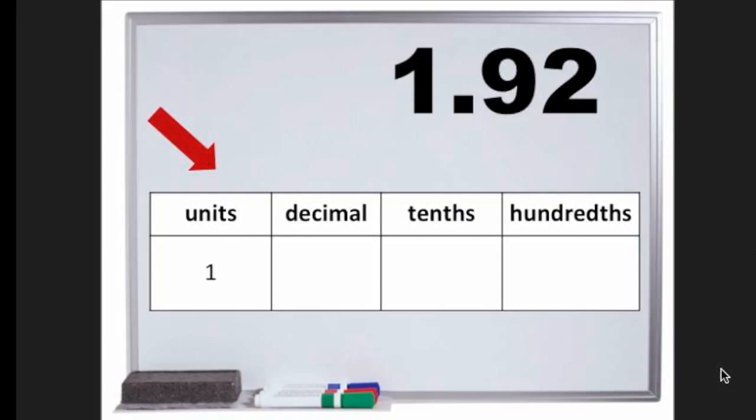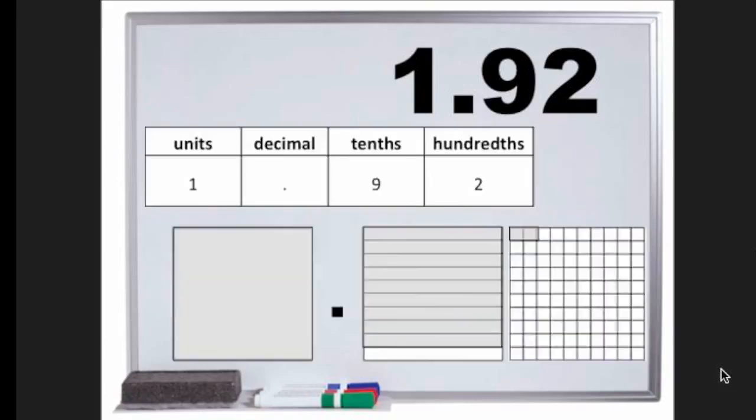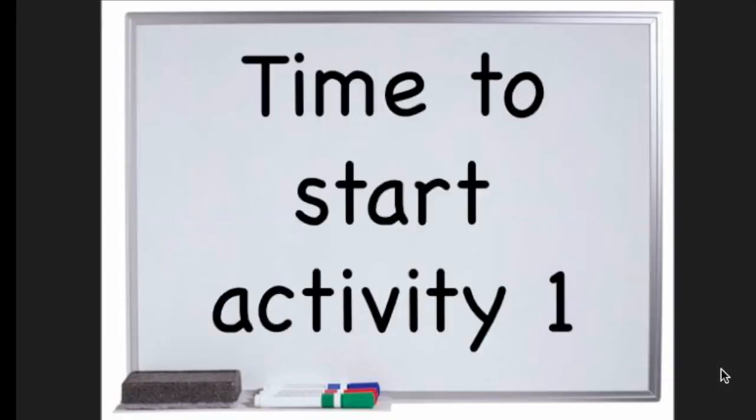So we fill in the table and we colour in the colouring grid. When you are done for each number, you should have a table that's filled in and a coloured grid. It is now time to start Activity 1.